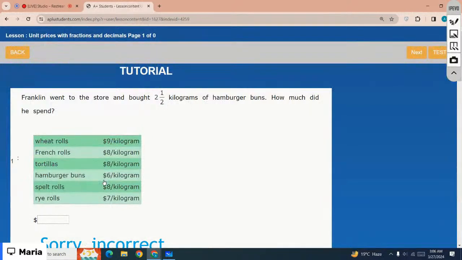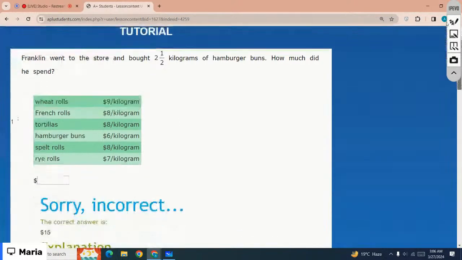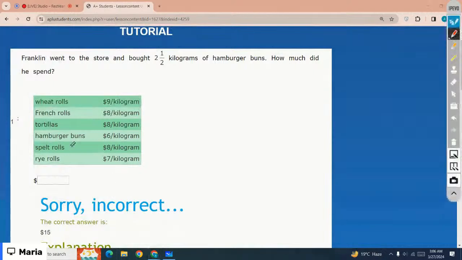Franklin went to the store and bought two whole 1 by 2 kilograms of hamburger buns. How much did he spend? So hamburger buns cost $6 per kilogram, right? He bought two whole 1 by 2 kilograms of hamburger buns. So you need to multiply 6 times 2 whole 1 over 2, right?